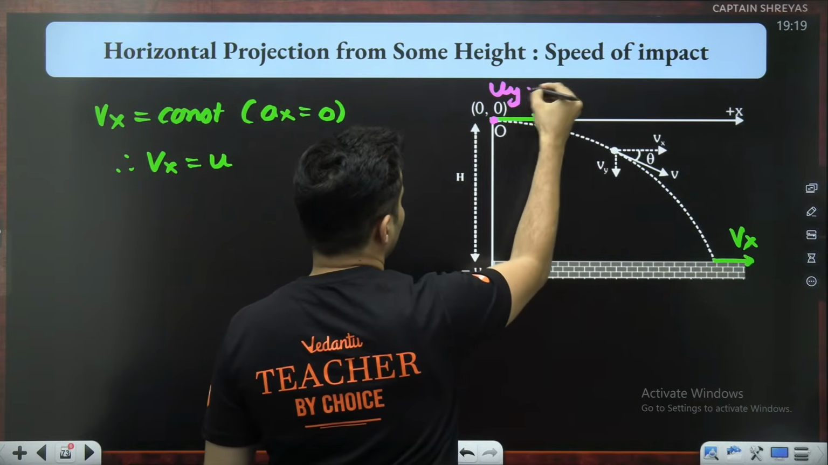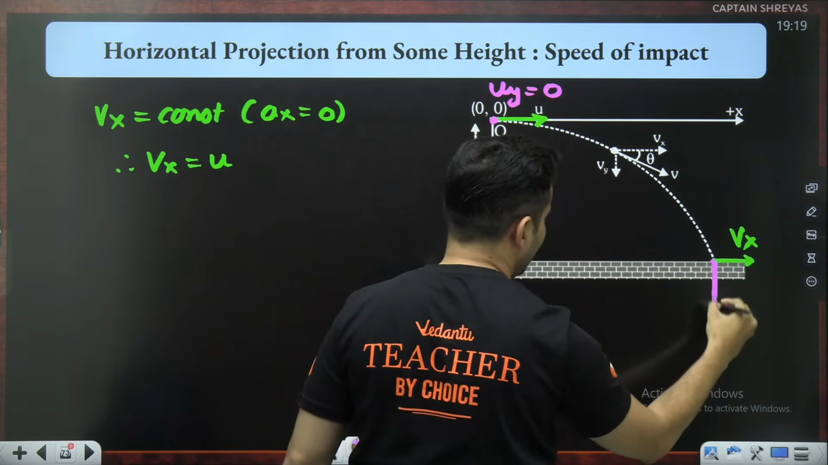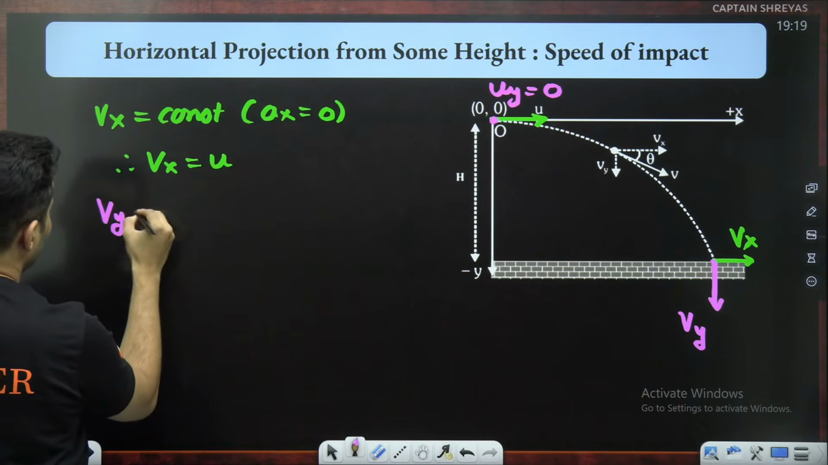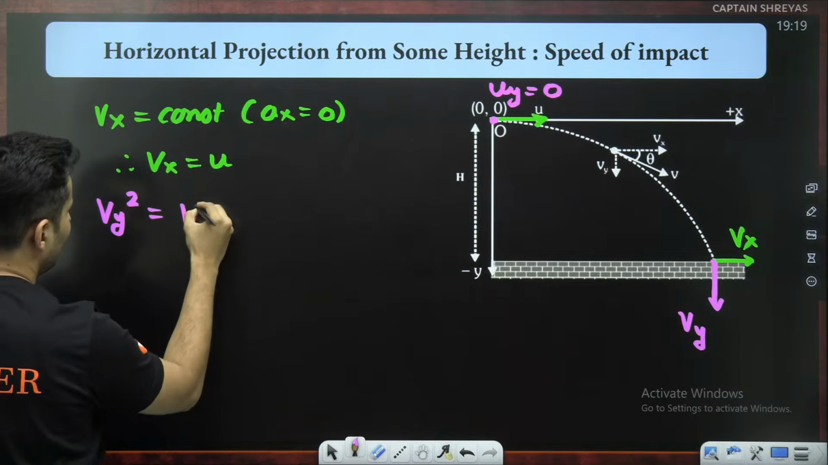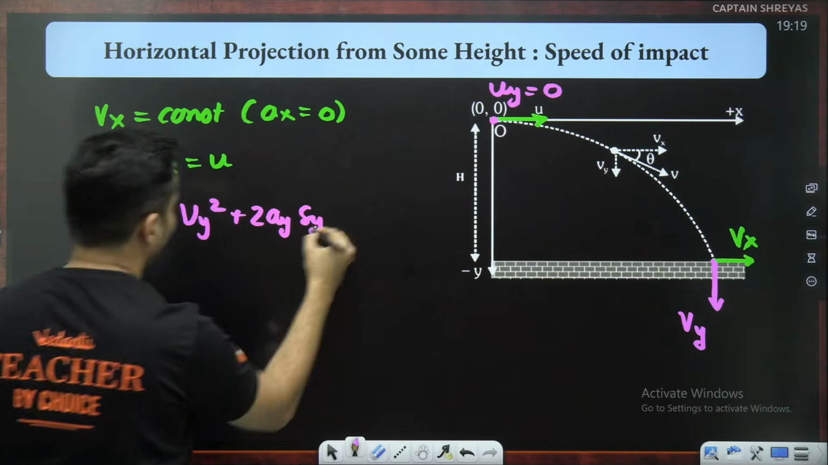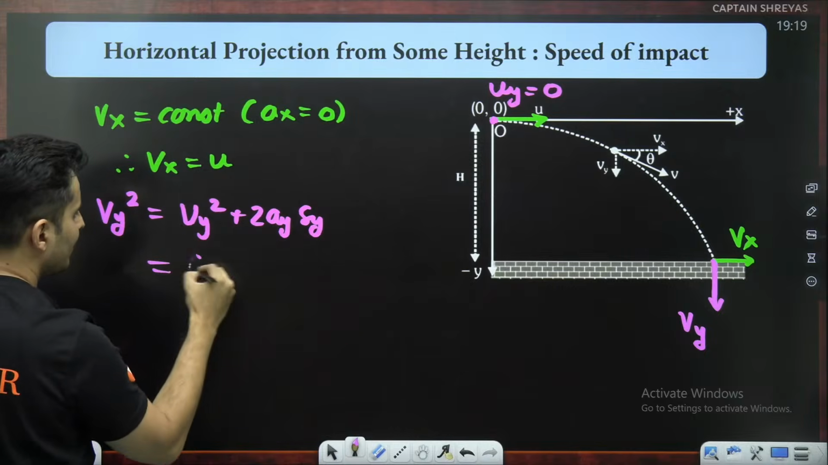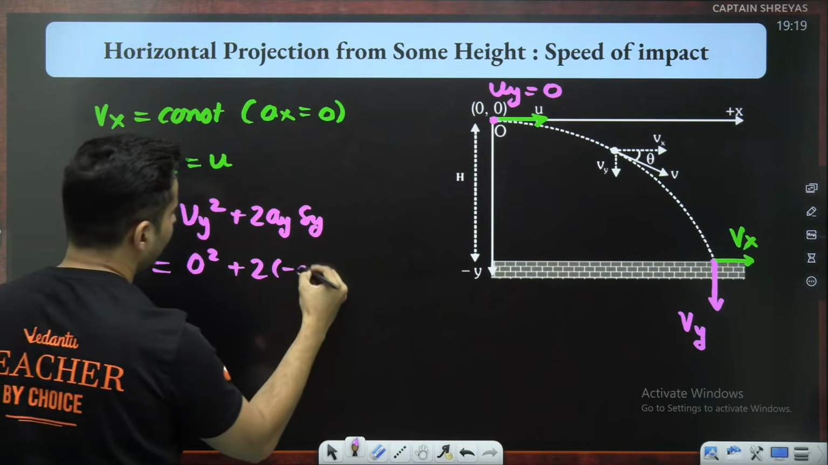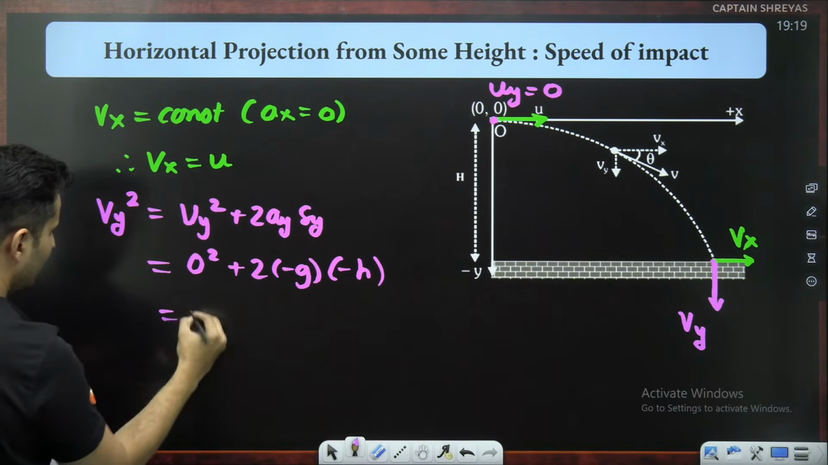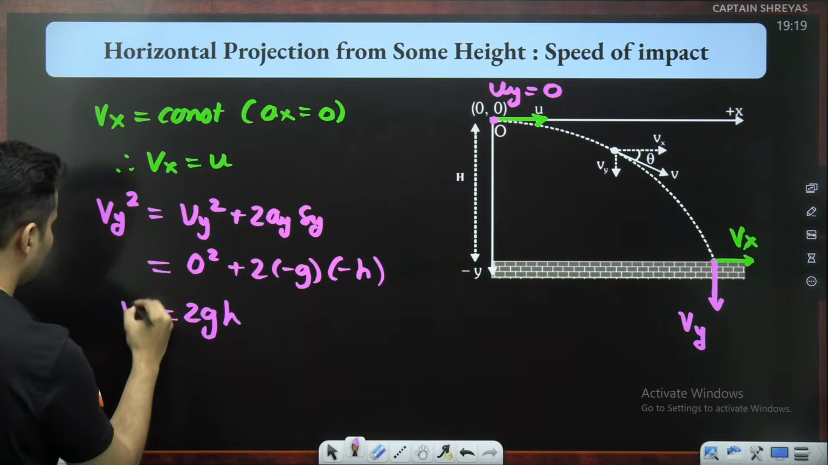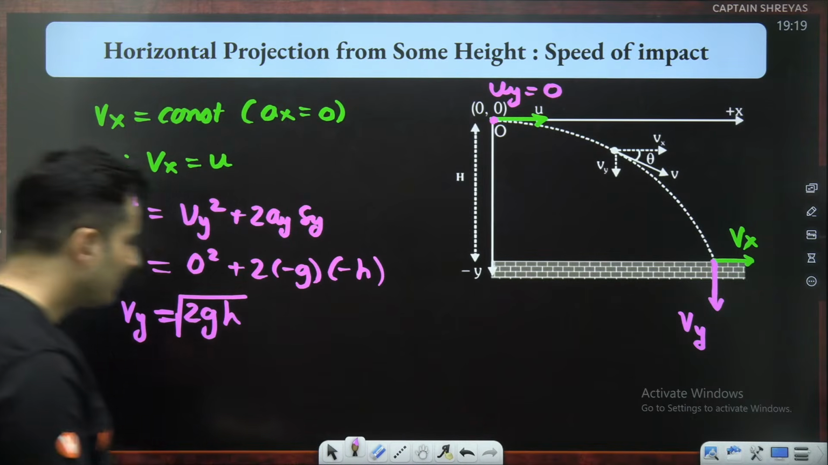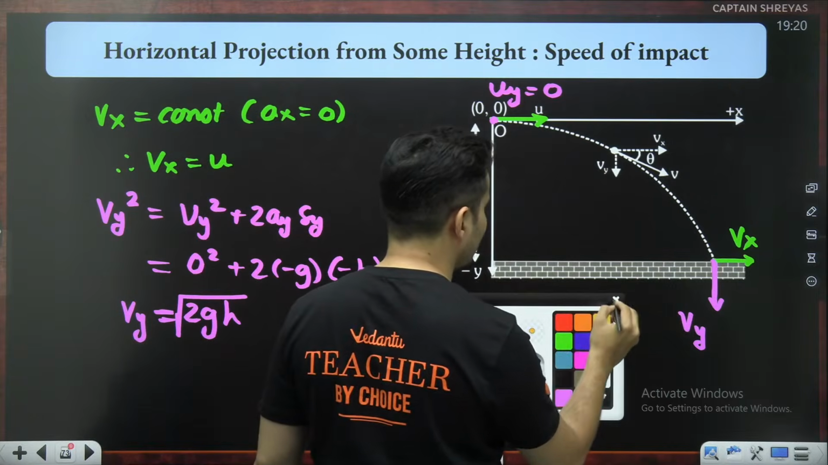Initially, the y velocity is 0. Finally, there will be some y velocity. That y velocity, I can find like this: vy square is uy square plus 2 ay sy. Initial velocity 0, acceleration negative g, displacement minus h. Minus minus becomes positive. So it becomes 2gh, and under the root is vy. Perfect.